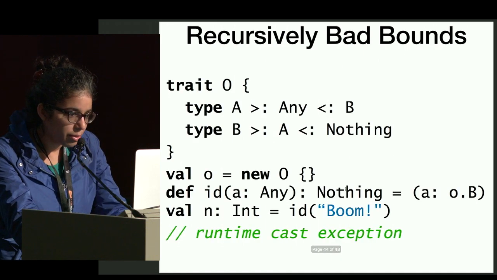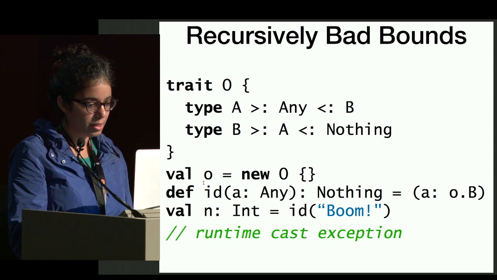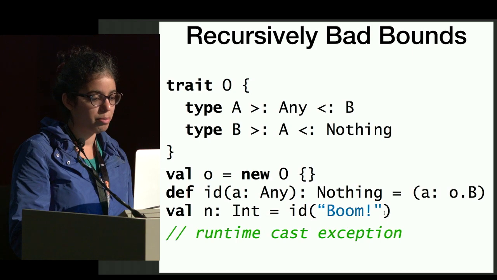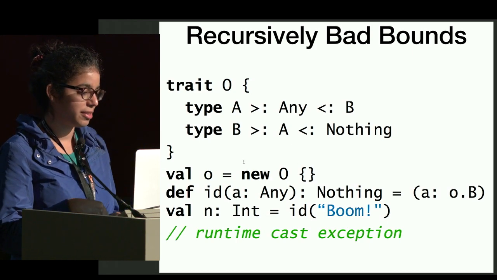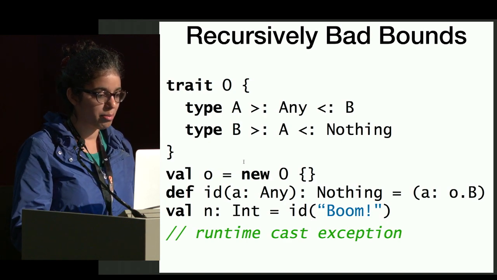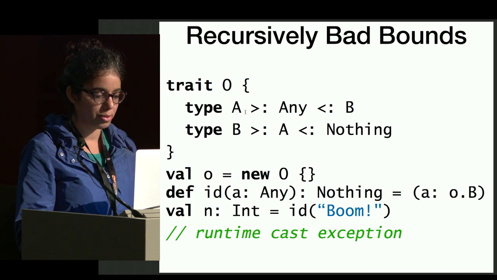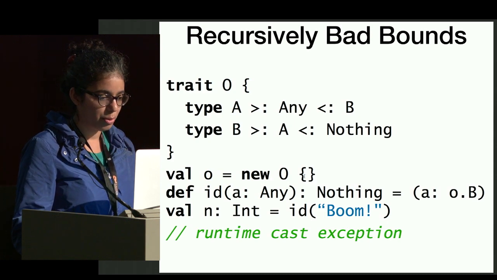And just to show one final example of why things are trickier in Scala, this actually is a runtime cast exception in the Scala compiler, but Dotty catches it for some reason. I don't think there's any principled reason why Dotty works on this one and not Scala, but it's a little tricky to detect that these bounds are contradictory because they're mutually recursive. And so you get a similar issue as before.